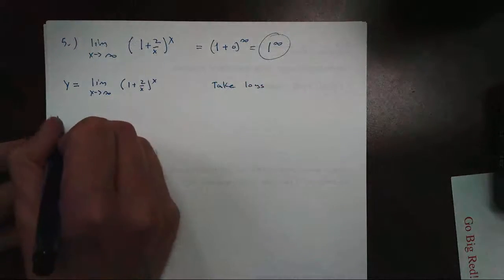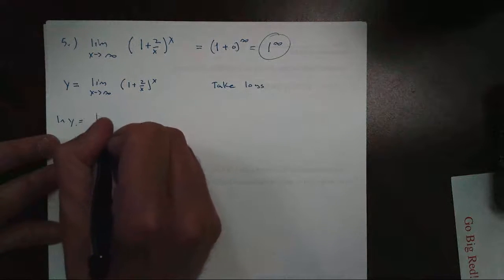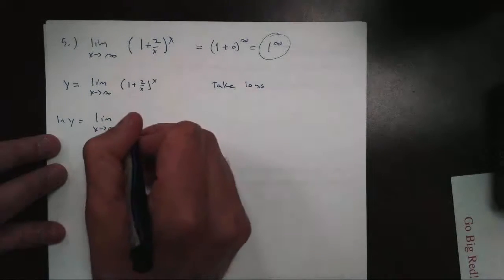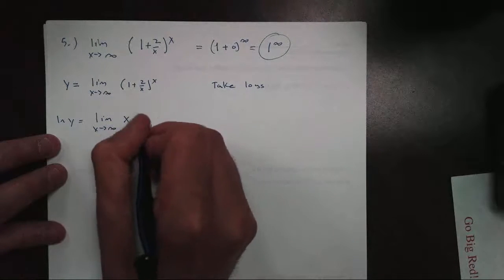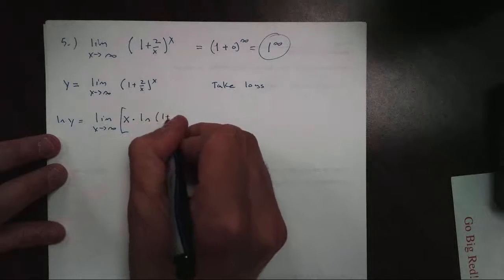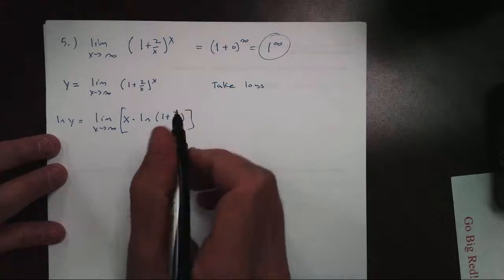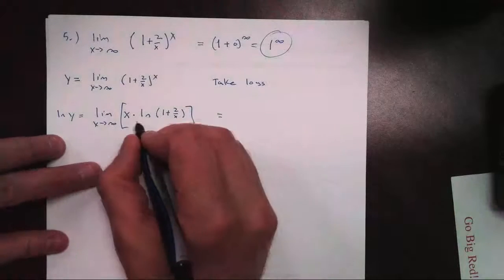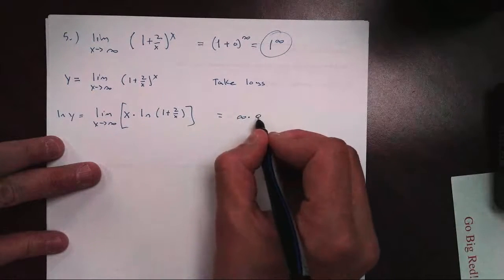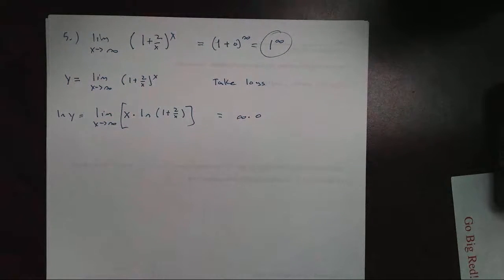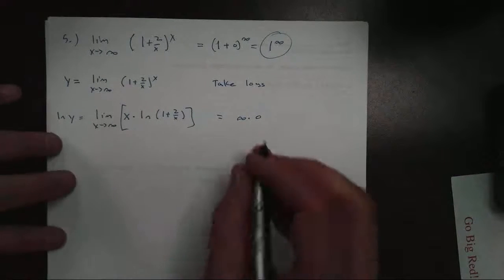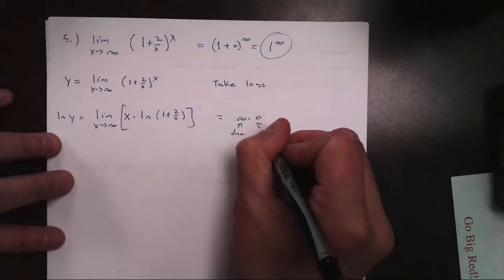Take logs. So I take the natural log of y, that's going to equal the limit as x goes to infinity of, when I use the log, x times the natural log of 1 plus 2 over x. Remember, natural logs are able to bring down the power. Now, again, if I plug it in, I'm going to get infinity times 0. Now, I know what you're thinking: hey, last time we did that, we got 0. Just remember, infinity does not play by the rules.